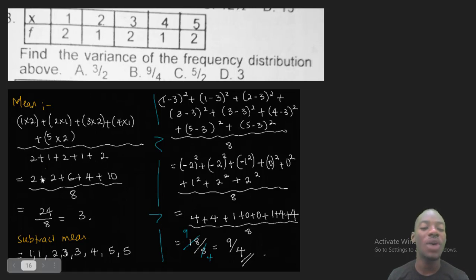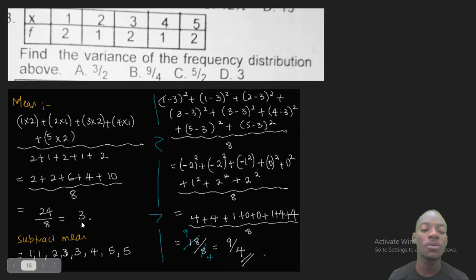And that will give me, if you add up the one on top, 2 plus 2. 1 times 2 is 2. 2 times 1 is 2. 3 times 2 is 6. 4 times 1 is 4. 5 times 2 is 10, over 8, because the total number below is 8. That will come to 24 over 8, which is 3. So the mean is therefore 3.